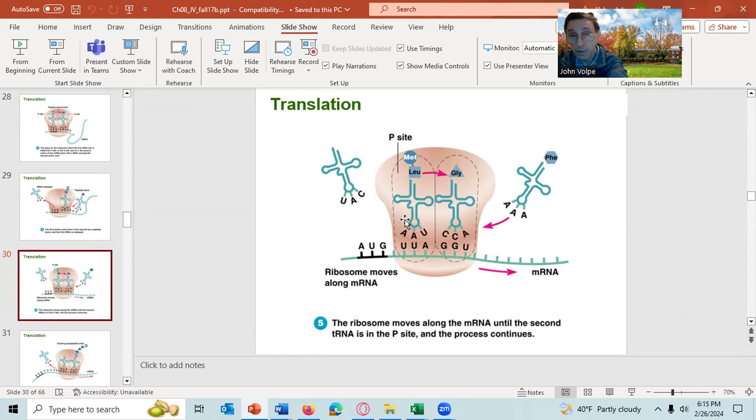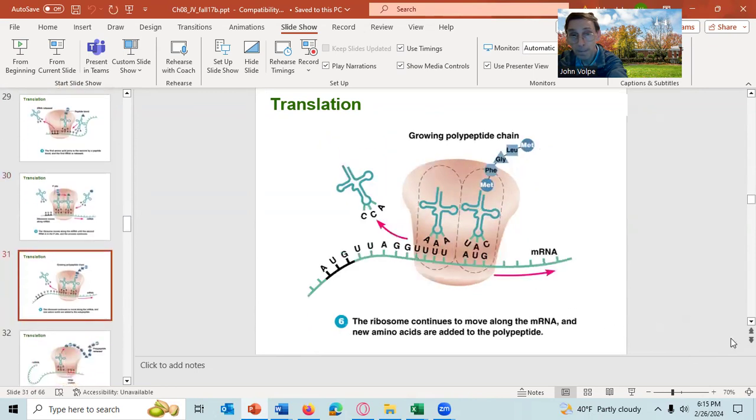That will allow the tRNA to fall out of the ribosome, which will allow the ribosome to move down 1 position, 1 codon, which will then allow the next tRNA to come in and bind to the codon down here. And this process will continue as the ribosome moves down 1 codon at a time, taking off the amino acid here and then binding it to the newly added amino acid.